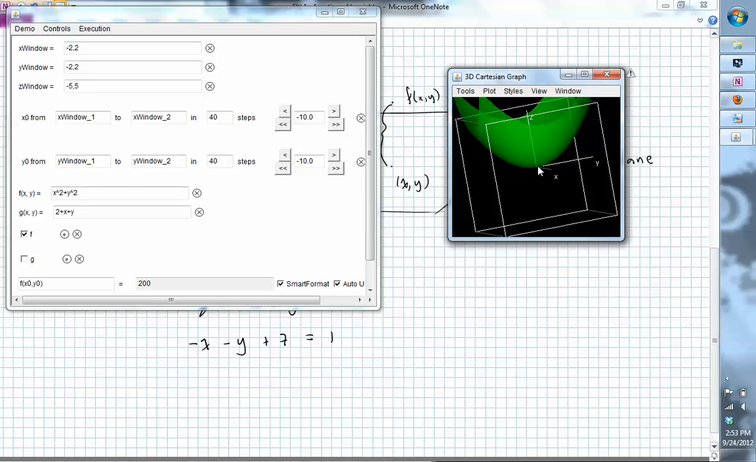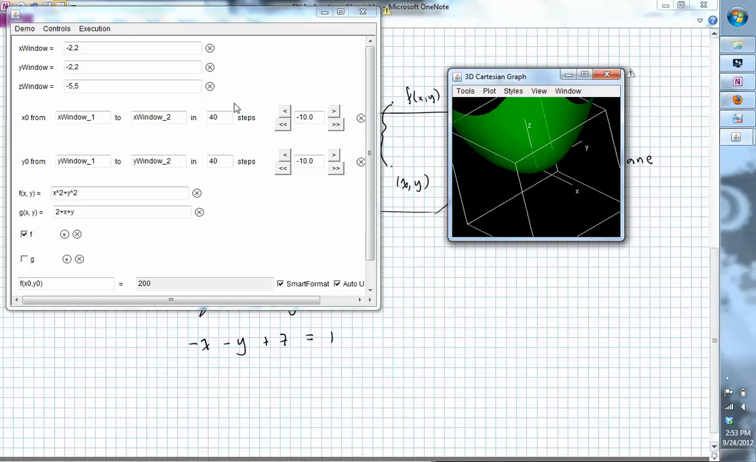Is that clear to everybody? Okay, so I've moved it to the origin by making all three intervals symmetric: negative 2 to 2, negative 2 to 2, negative 5 to 5. When I do that, they coincide. The center of the box is the origin.